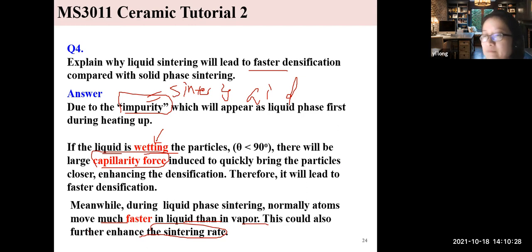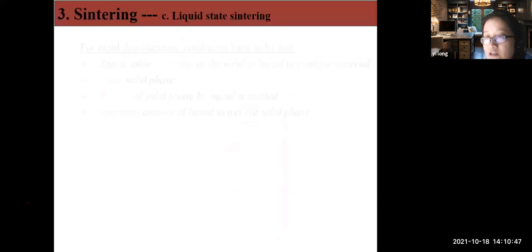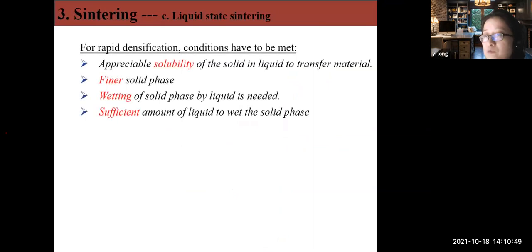Okay, number 1, there's the capillary force. Number 2, the diffusivity, as some people call it. So the diffusivity, or the atoms move much faster in liquid than in vapor. Okay, so this is question 4. Let's continue, and it also helps to review, this is important. What are the 4 conditions you have to meet in order to have densification?